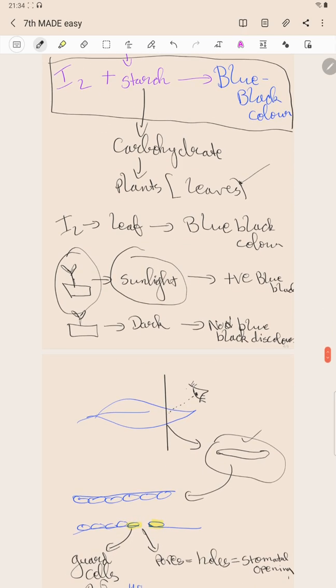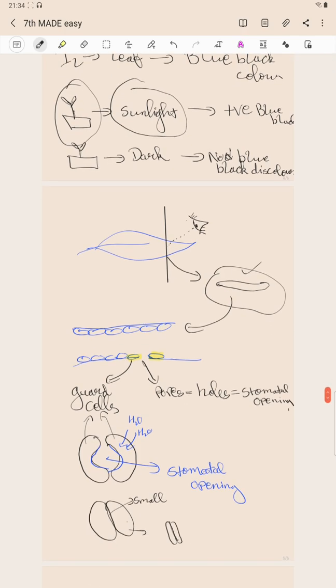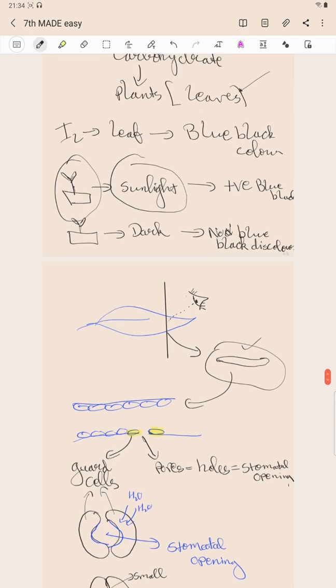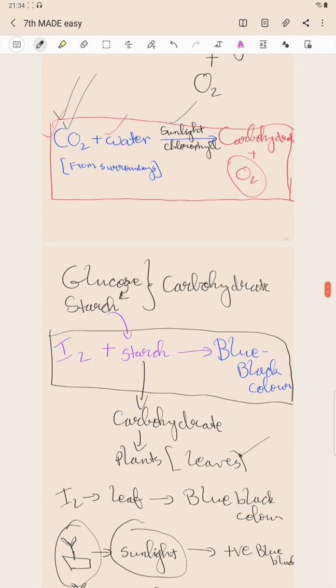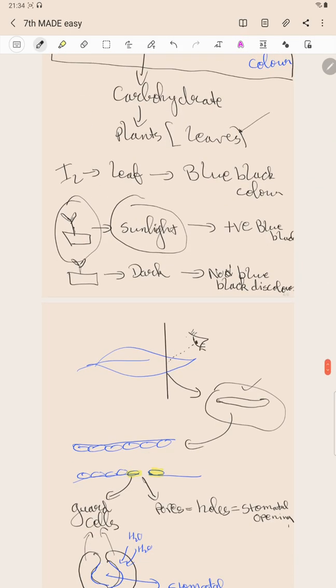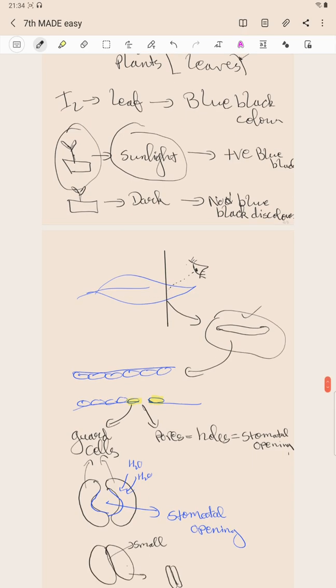Okay, then we saw the experiment where a potted plant is kept in sunlight and one is kept in darkness, and which one shows bluish black discoloration. So you guys know that, right? The one in sunlight is able to prepare food because sunlight is required for photosynthesis. As you can see in this equation here, sunlight is required for photosynthesis. The other one, when it's kept in the dark, there's no photosynthesis taking place, so there are no carbohydrates being formed, so no bluish black discoloration.